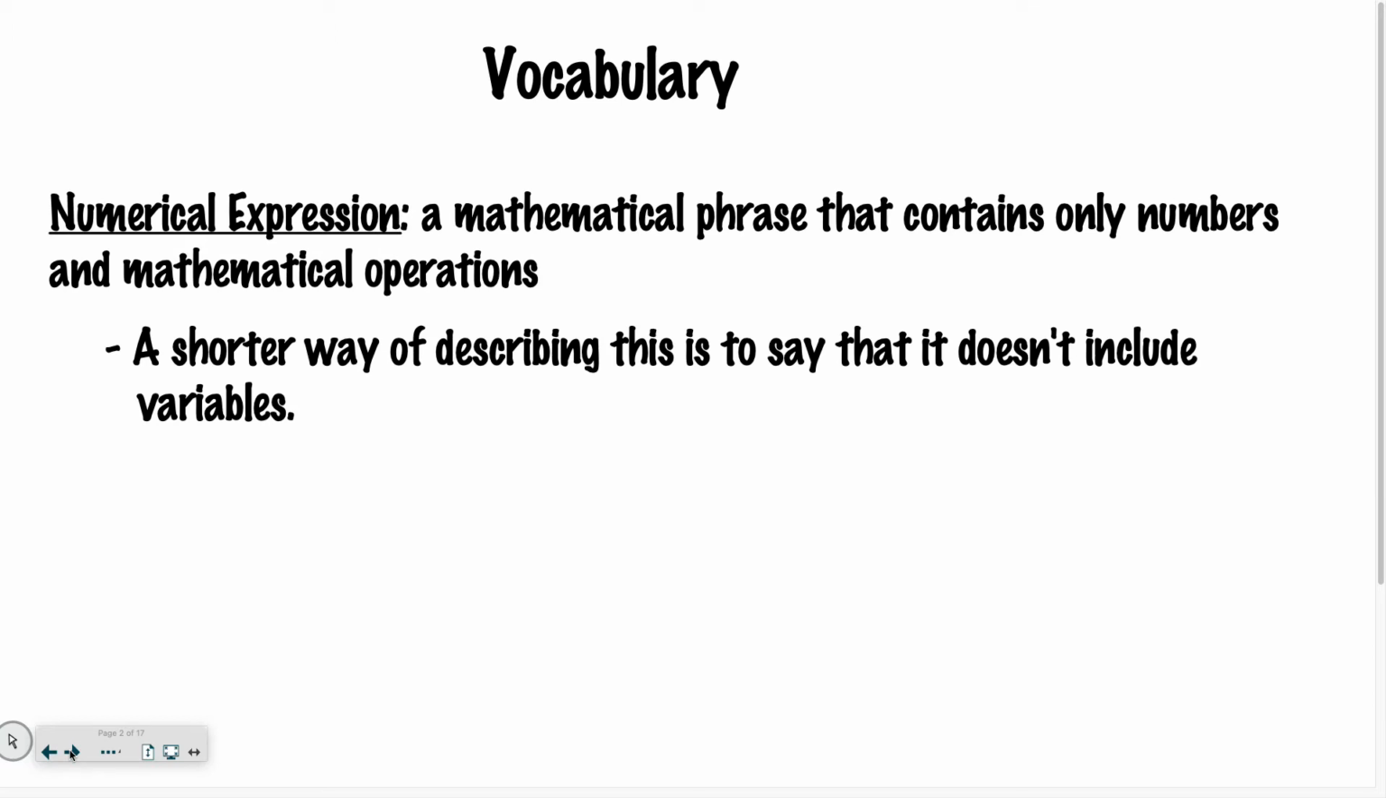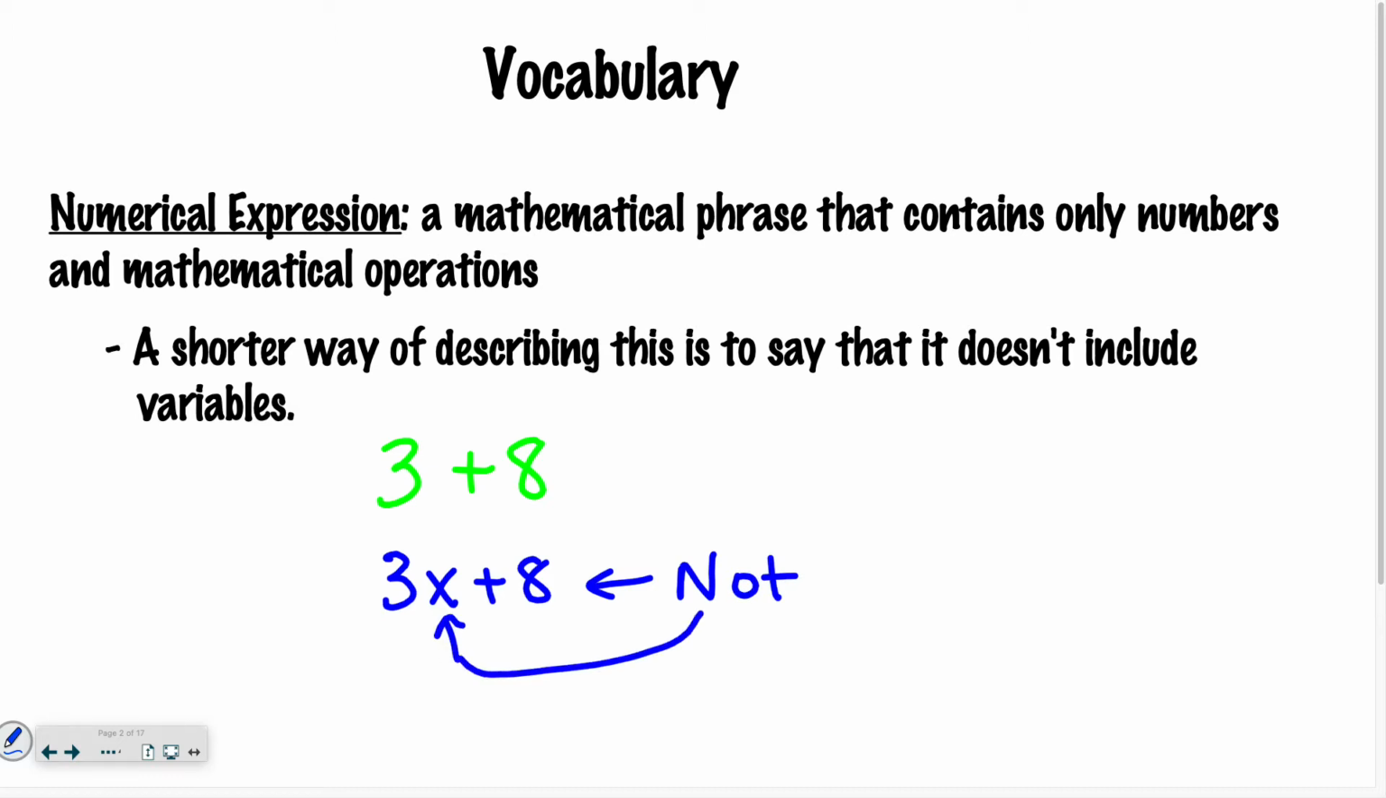So first, let's talk about what is a numerical expression. A numerical expression is a mathematical phrase that contains only numbers and mathematical operations. A faster way of saying that is no variables, no letters, okay? So if I were to say 3 plus 8, that's a numerical expression. If I were to say 3x plus 8, this is not a numerical expression because of this letter x, okay? So a numerical expression cannot have a letter.